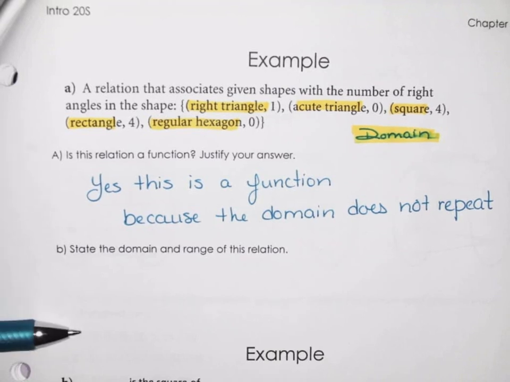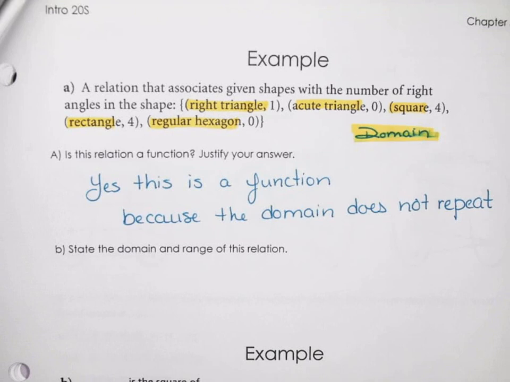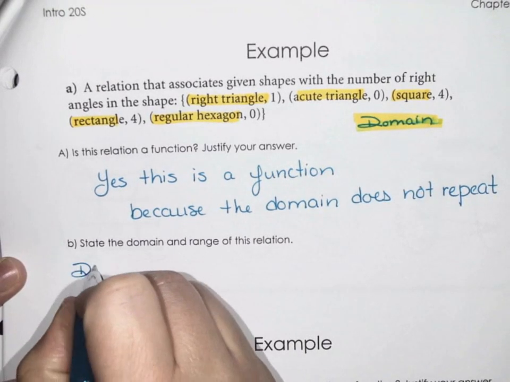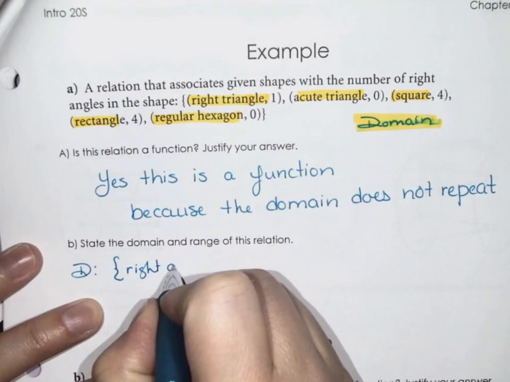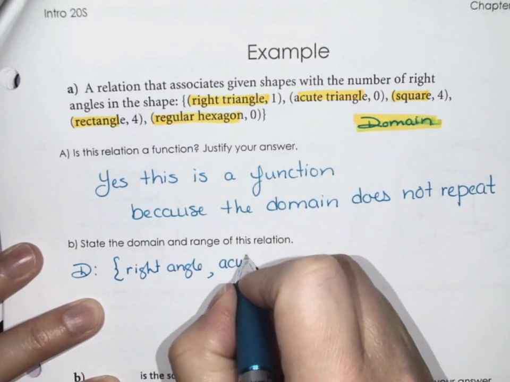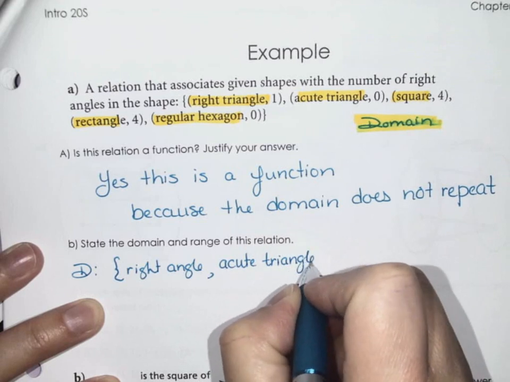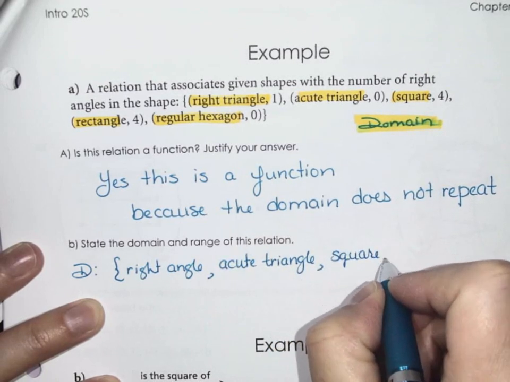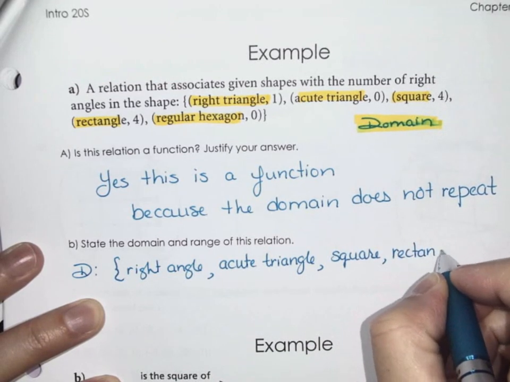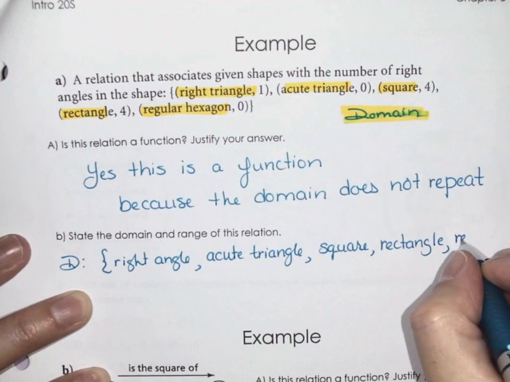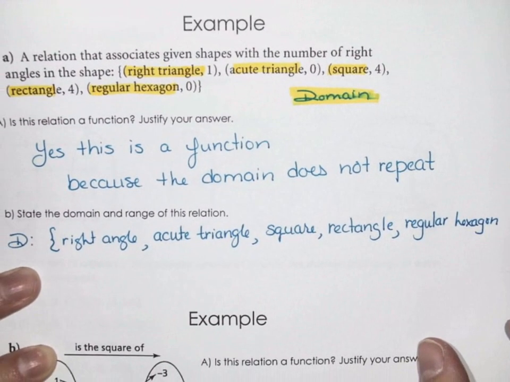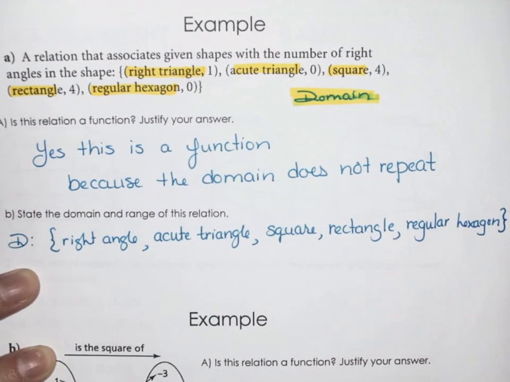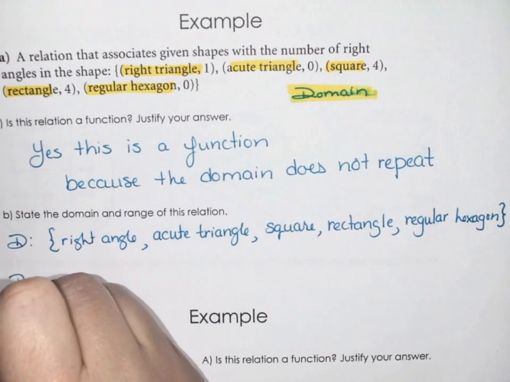So it almost should have been like I put these questions in the different order. State the domain and range of this relation. So, well, we know it's a function now because we know that the domain doesn't repeat. So we're going to do D colon fancy bracket. Oh, that's a terrible fancy bracket. And we're going to write them out. So right angle, acute triangle, square, rectangle, well, this one, regular hexagon, and I've gone off the page. That says hexagon, I promise. And then I close with a fancy bracket. I hope your fancy brackets are getting better.